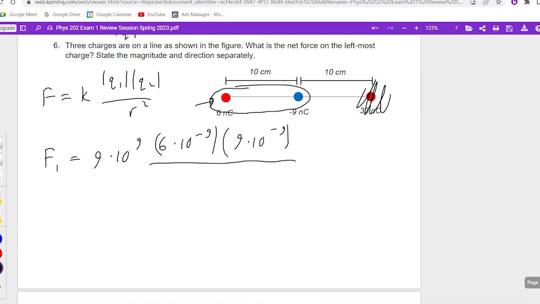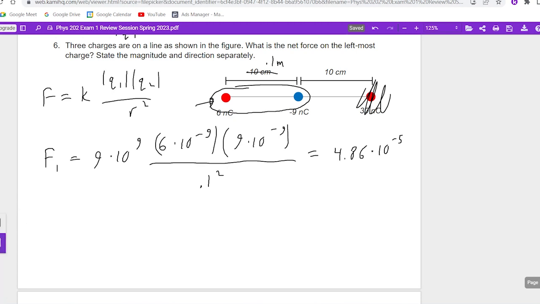Divided by the distance, that distance is 10 centimeters, which is 0.1 meters as far as I'm concerned. Divide by 100. So divided by 0.1 squared. And if I plug this in my calculator, then the first force is going to be 4.86 times 10 to the minus fifth. And again, I don't care about the units, but what I do care about is the direction.